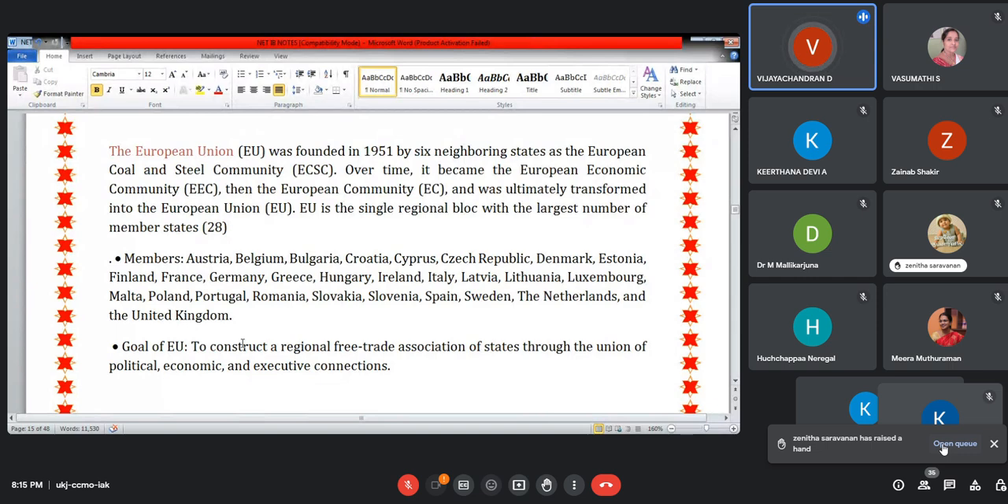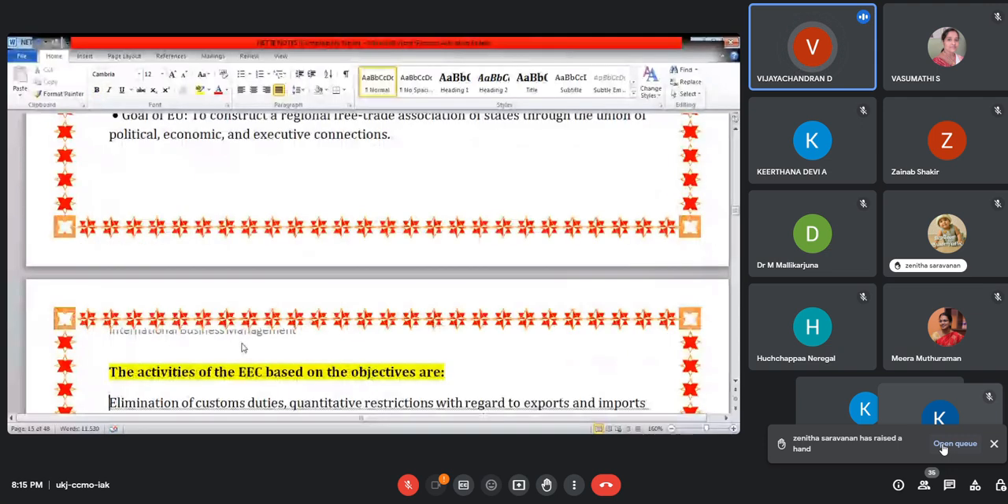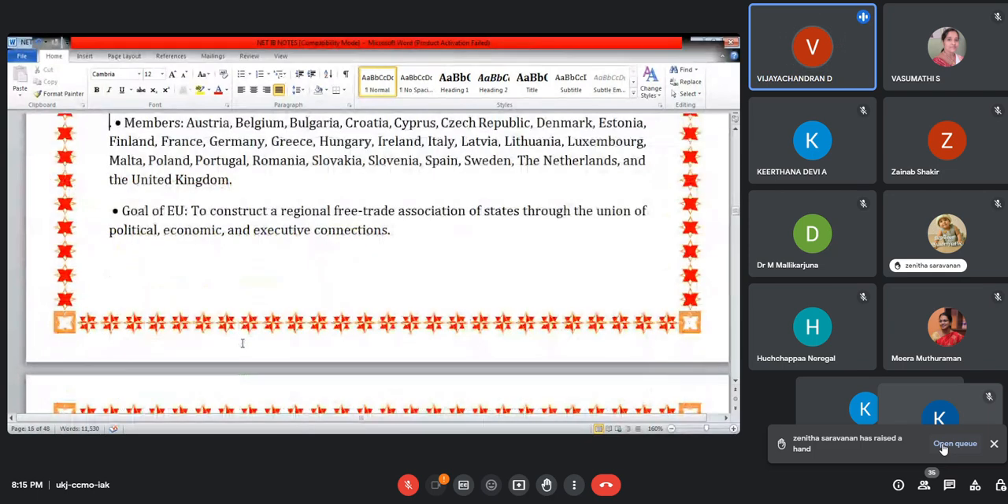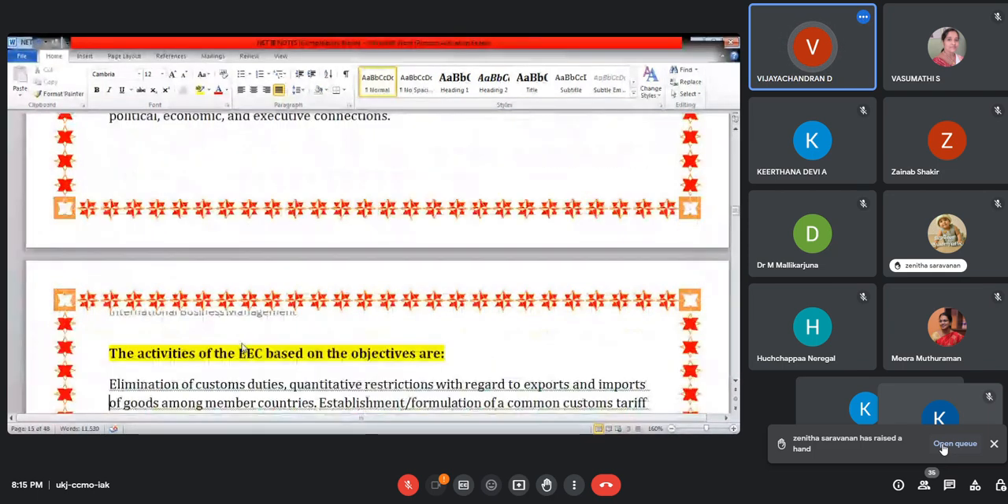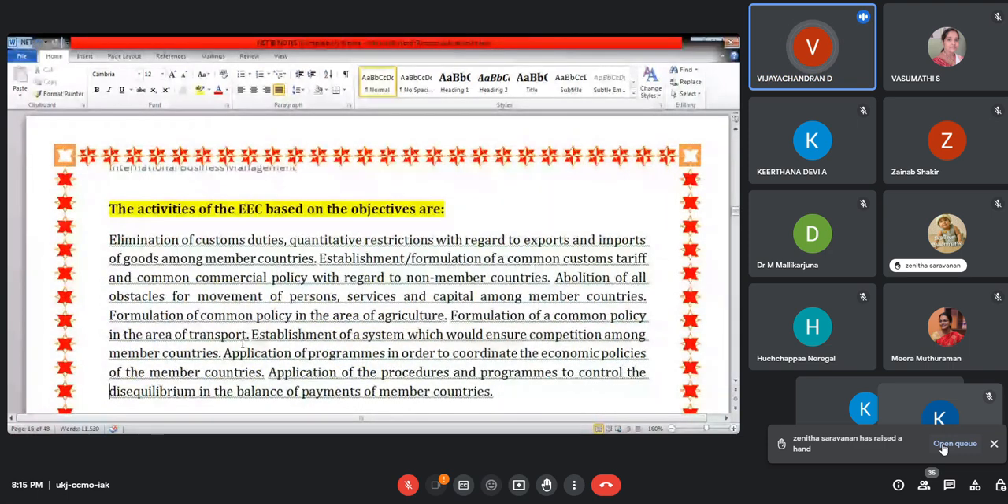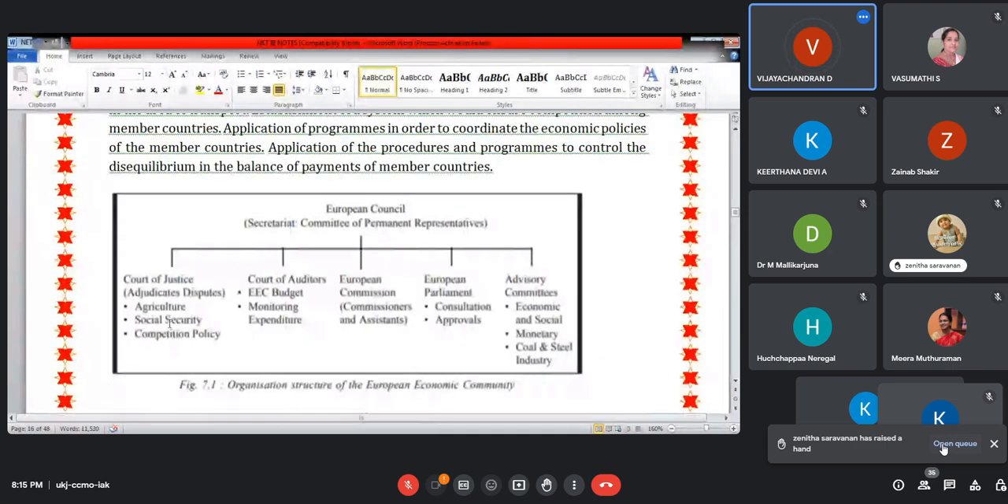So what is the goal? Free trade association, with exchange of political, economic, and executive connections. What are the activities of the European Union trade bloc? I told you the European Council. These are all the members. These are all the organs.